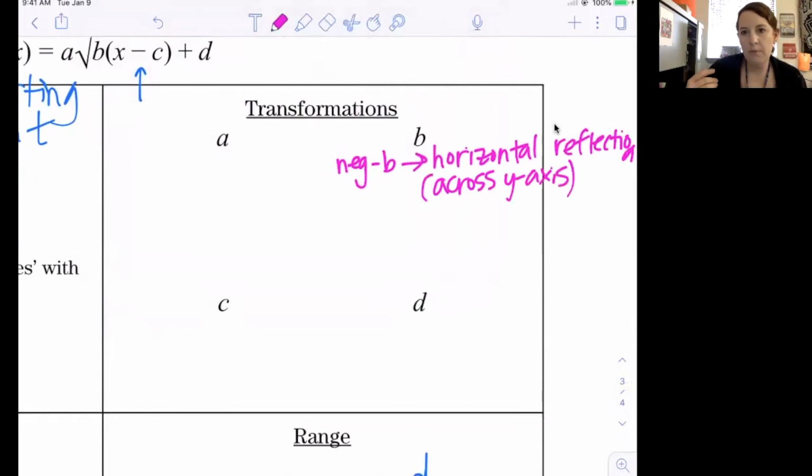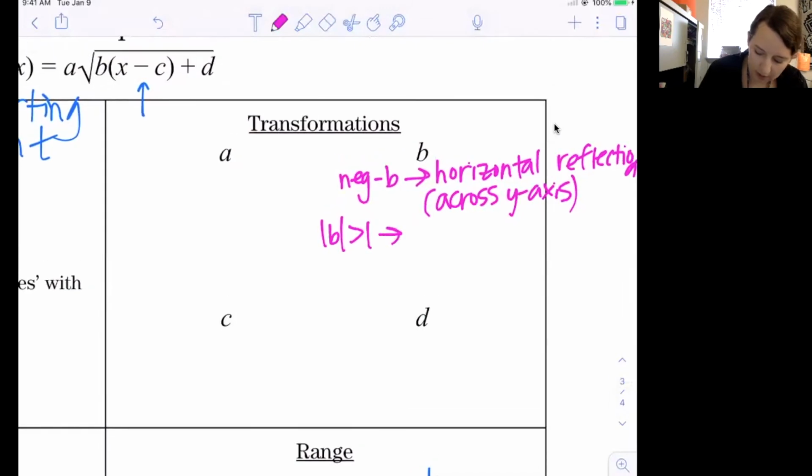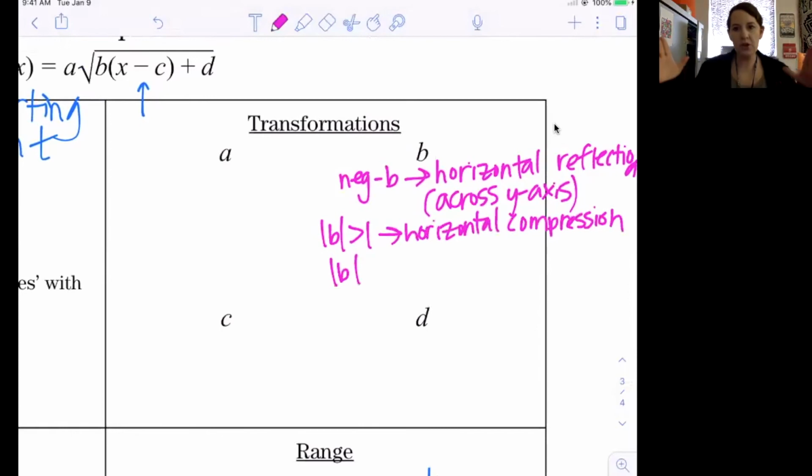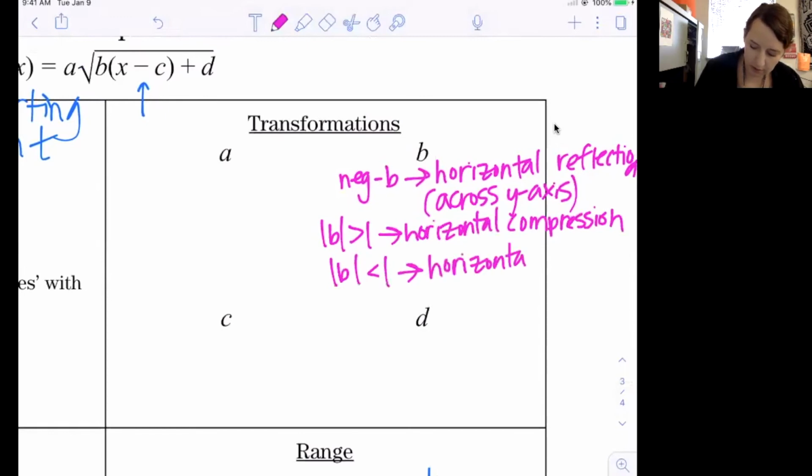Okay, and then your stretch and compression is going to be the opposite. So if the absolute value of B is greater than 1, that's actually going to be a horizontal compression. So vertically, if it's bigger than 1, it would be a stretch. But a horizontal compression is going to visually do the same thing as a vertical stretch. Horizontal compression is going to squeeze it and make it taller and skinnier. Okay, if the absolute value of B is less than 1, that's a horizontal stretch.